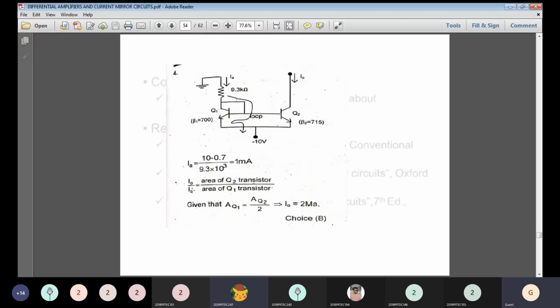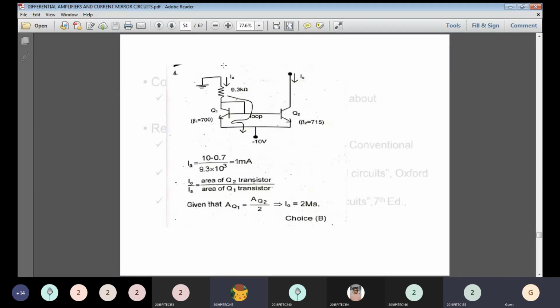We should know what is the value of IA. IA is a reference current. In different diagrams, they will mention the value of the reference current. What is the value of the reference current here? Again, Ohm's law, V by R. So what is the difference of voltage? 10 minus 0.7 divided by what is the resistance connected across it? 9.3 kilo ohm, that is 9.3 times 10 power 3. So the value of reference current IA is equal to 1 milliamp.